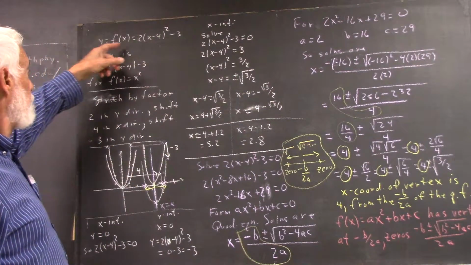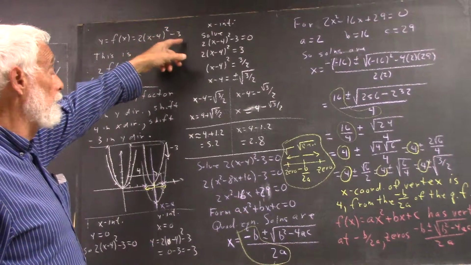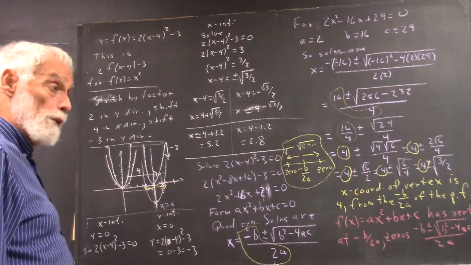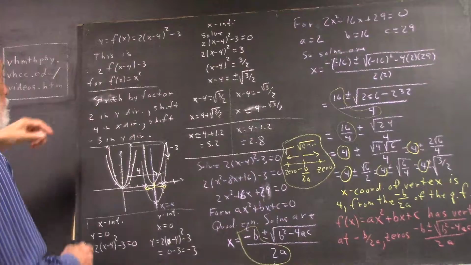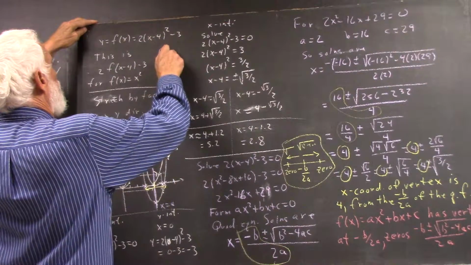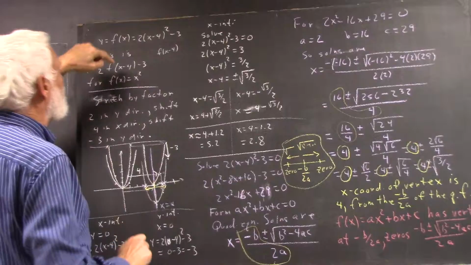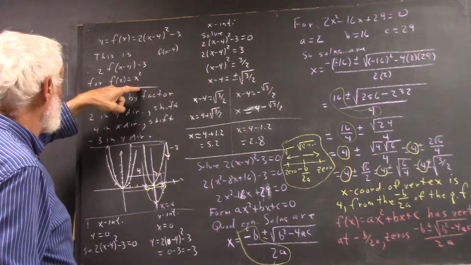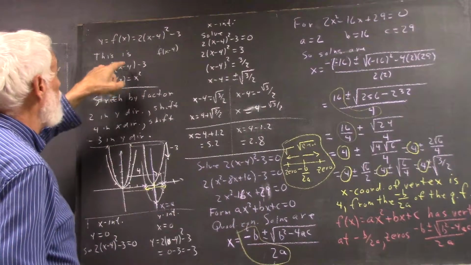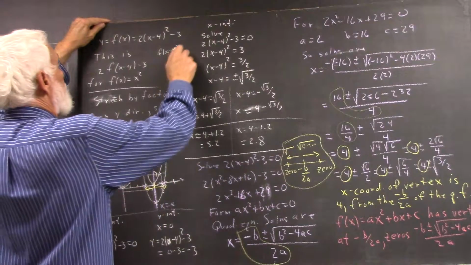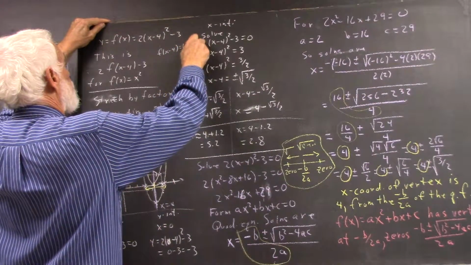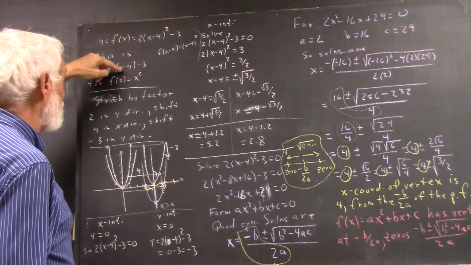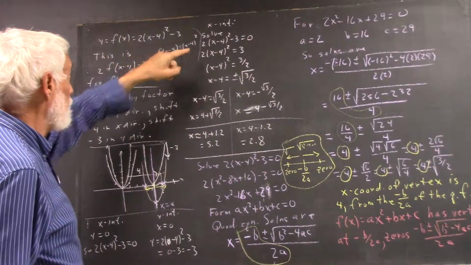We first note that y equals 2 times the quantity x minus 4 squared, minus 3, is 2f of x minus 4 minus 3 for the function f of x equals x squared. Now, if f of x equals x squared, f of x minus 4 is x minus 4 squared. We replace x by x minus 4, and we get this.